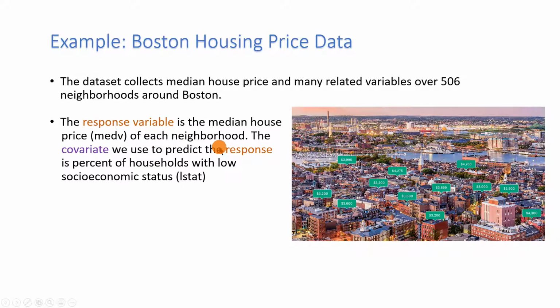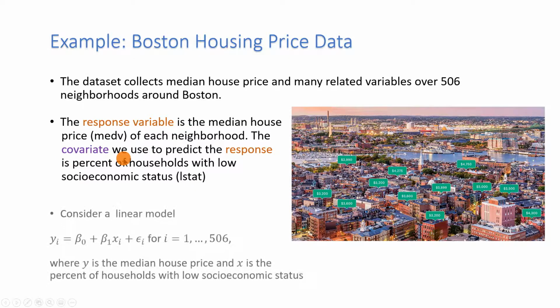Okay, so we have 506 different observations of this response variable. On the other hand, the covariate we pick to predict the response variable is the percent of households with low socioeconomic status, or LSTAT, which is the label of this variable in the data set. Okay, so our goal is to fit a simple linear model between the response variable and this covariate.